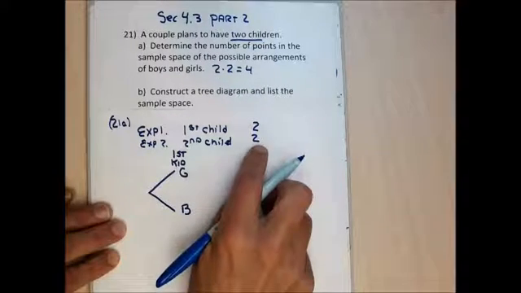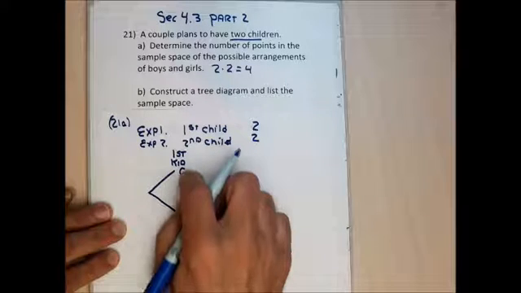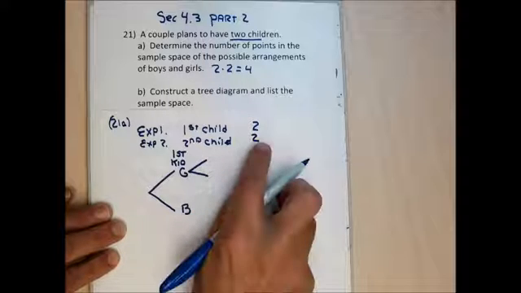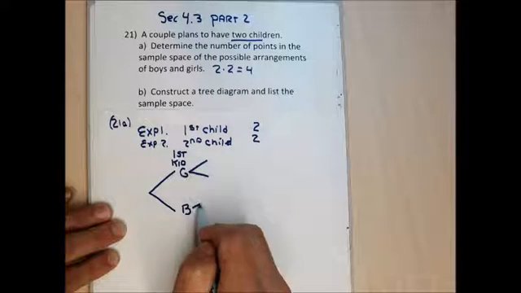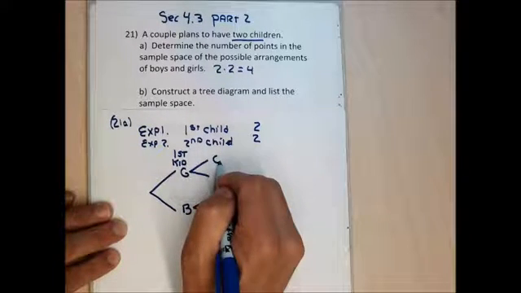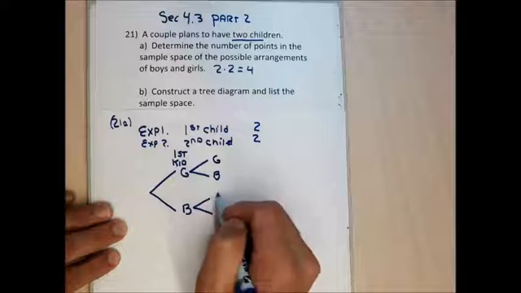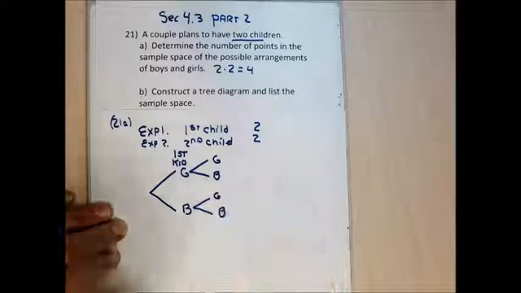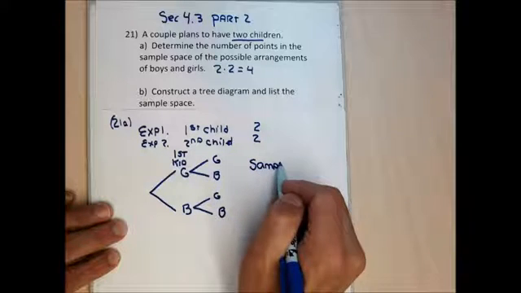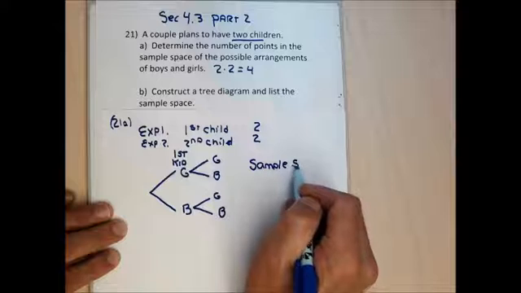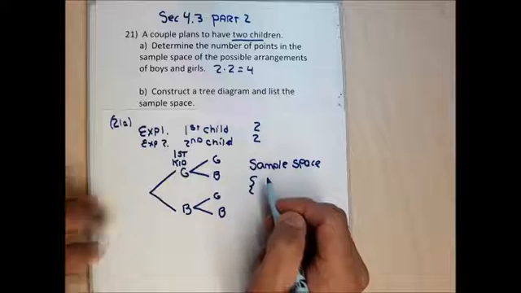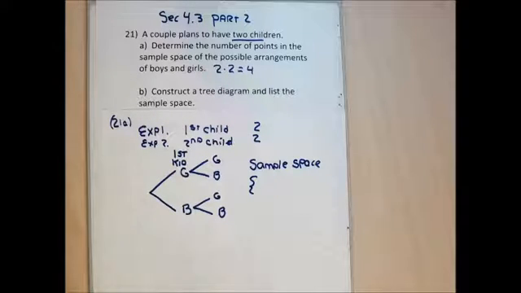For the second kid, there are still 2 choices, so out of each one of these letters, I'm going to make just 2 lines, kind of a less than sign. If there were 3 possibilities, I'd make three lines, but in this case, we just have 2 choices. The second kid could be a girl or a boy, regardless of what the first kid is. So this is the tree diagram, and the tree diagram is what I use to generate the sample space, which is going to be a listing of all the possible outcomes of having a boy or a girl and all the orders that you could have kids.